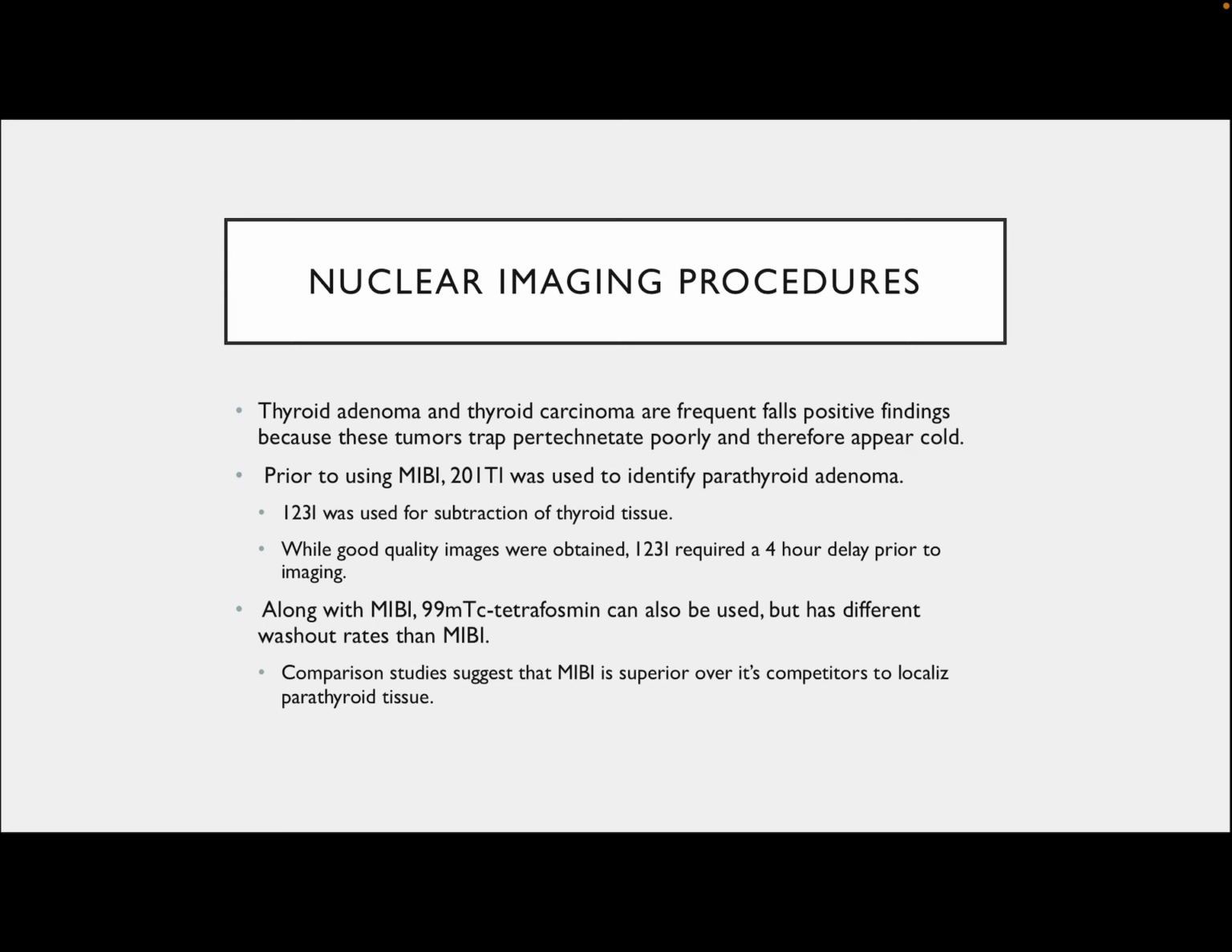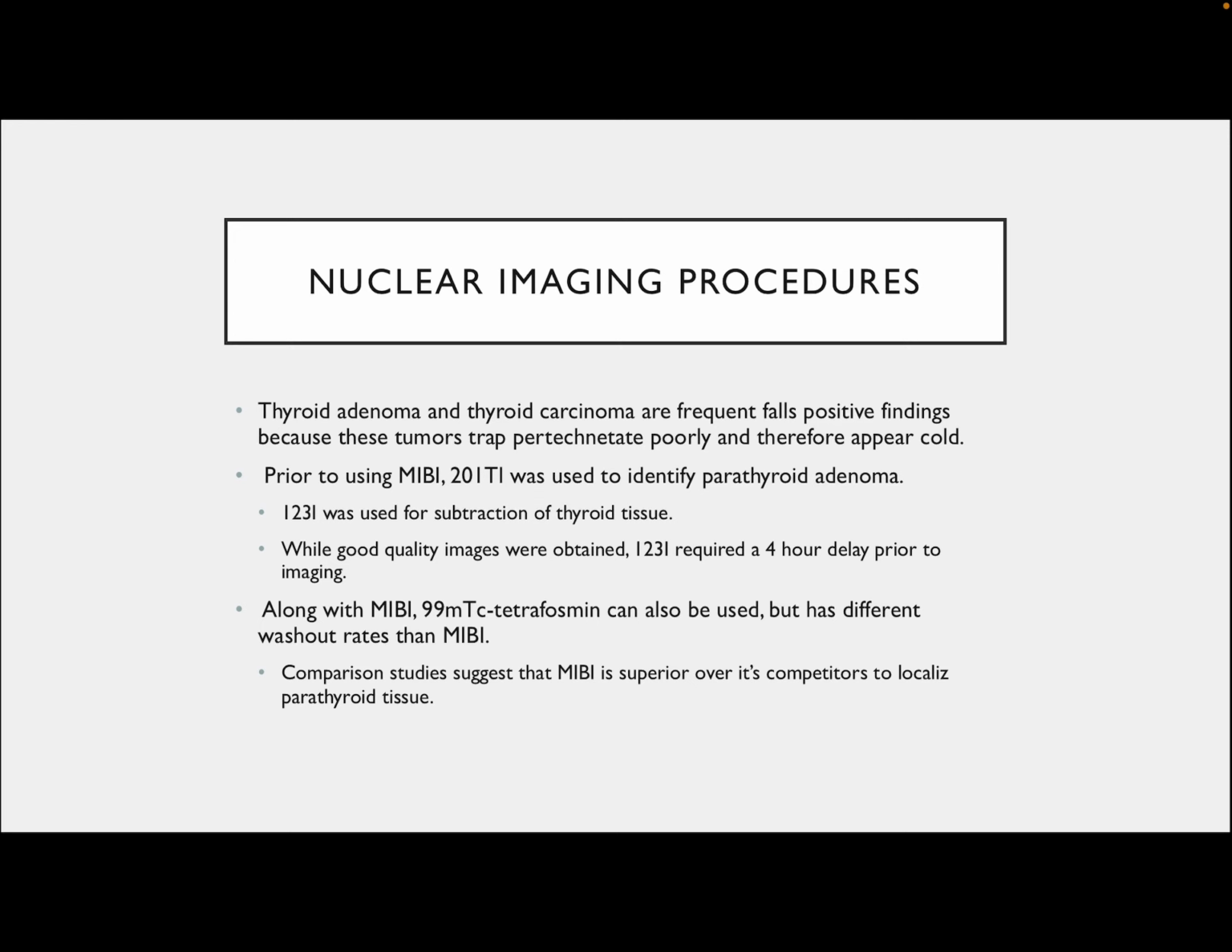The two methods currently available are the dual tracer and the dual phase method, as we recently mentioned. In the dual tracer technique, you're using between 2 to 10 millicuries of Tc-99m pertechnetate to identify thyroid tissue. Subsequently, 20 to 30 millicuries of MIBI is administered to identify both thyroid and parathyroid tissue. Both image sets are corrected by background subtraction.